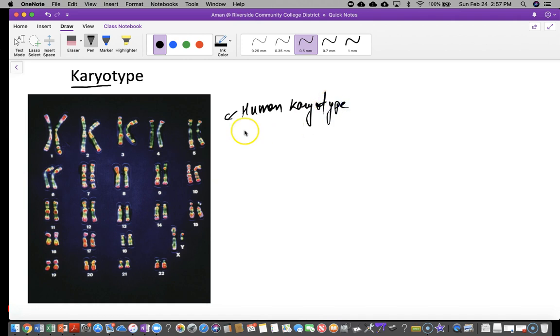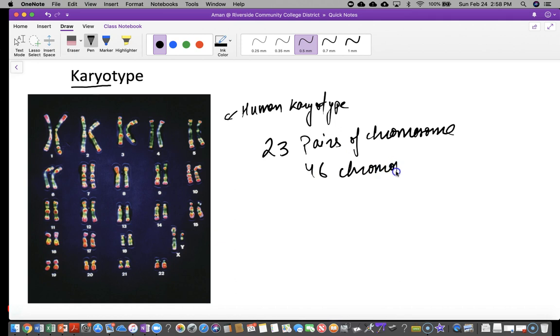So we can see here that we have total, if you see carefully, we got total 23 pairs of chromosomes. We got 23 pairs of chromosome, or we can also say that we got 46 chromosomes total. 46 chromosomes in total. Now there's something special here. What you can see is that you can see all these are numbered, number 1, 2, 3, 4, 5, and so on, and then you can stop here at 22.